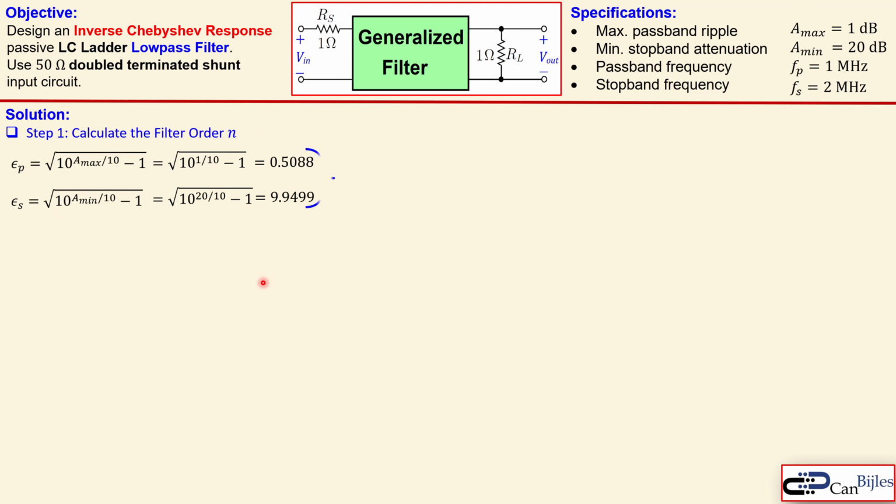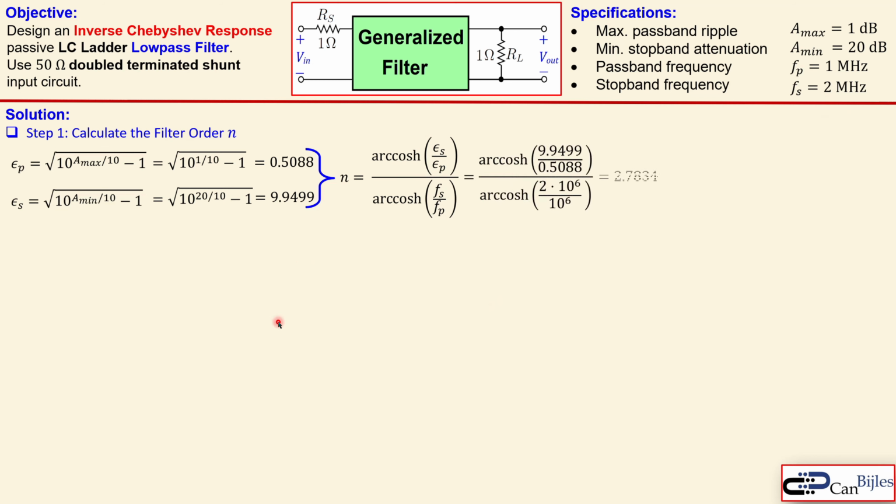Now taking this together, we will now determine the filter order n for this inverse Chebyshev filter. That is exactly the same as for the Chebyshev response design. So the formula is exactly the same. So you again use the epsilon values and also the fs and fp from the specifications. You substitute them and you will get 2.7834. And we know that we need an integer order, so we need to round this up to n is 3. So we need a third order inverse Chebyshev response filter.